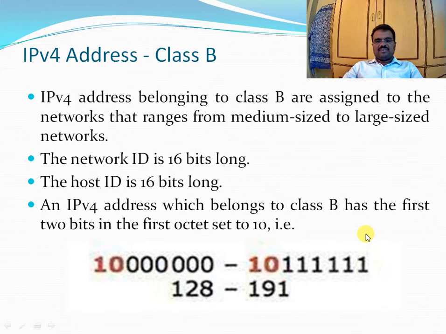An IPv4 address which belongs to class B has the first 2 bits in the first octet set to 10. We are talking about only the first octet. Here we can see 10, and here also we can see 10. As there is 10 in the first 2 bits, this belongs to class B addressing.